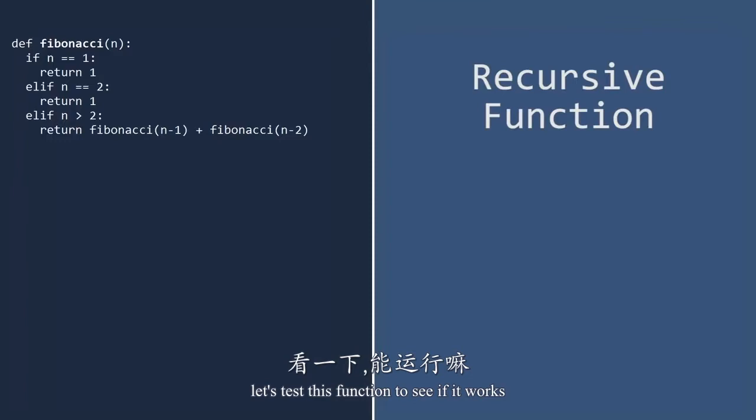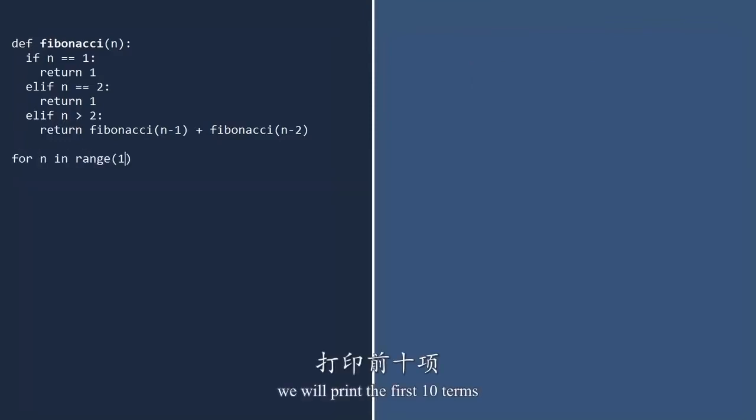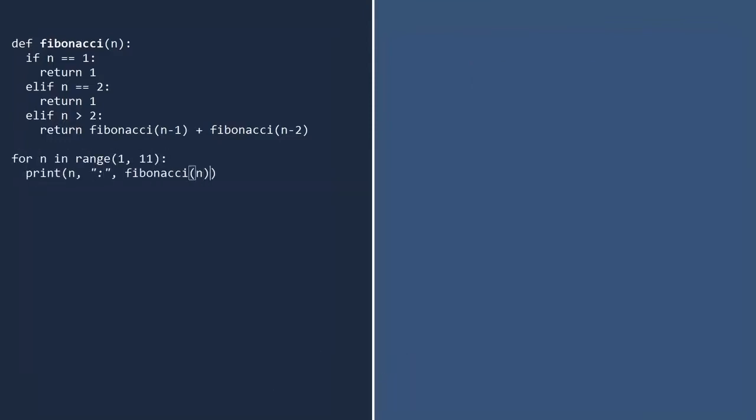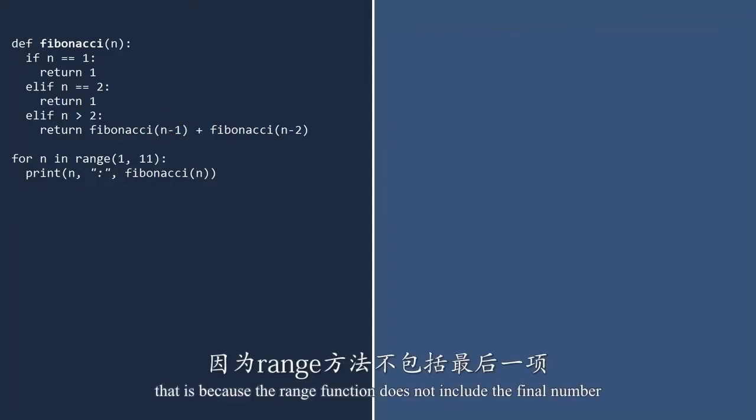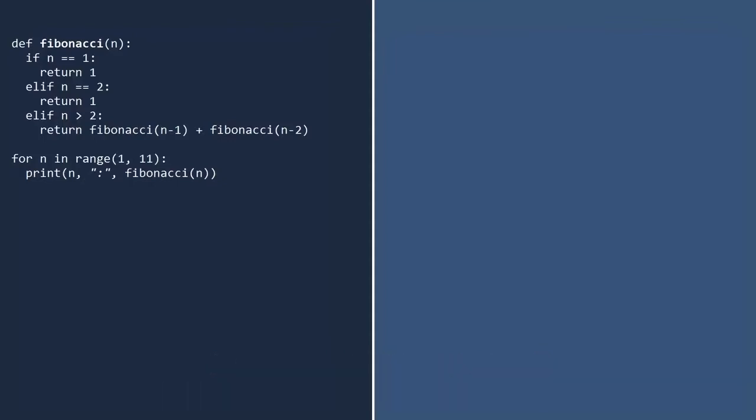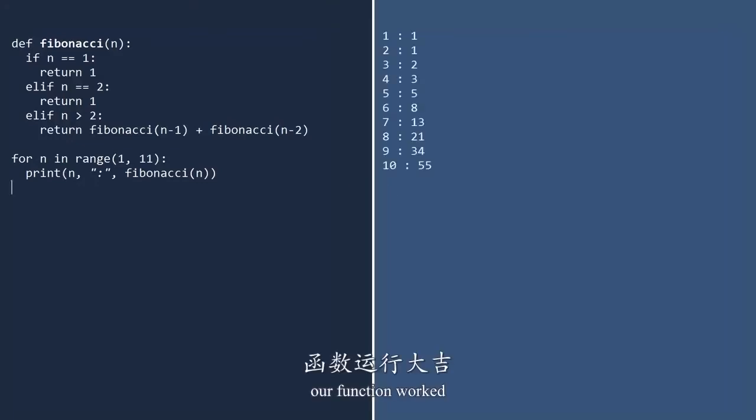Let's test this function to see if it works. We will print the first 10 terms. Notice that our range is from 1 to 11, not 1 to 10. That is because the range function does not include the final number. Frustrating, I know. Now, run. Our function worked. Does this mean we are done?